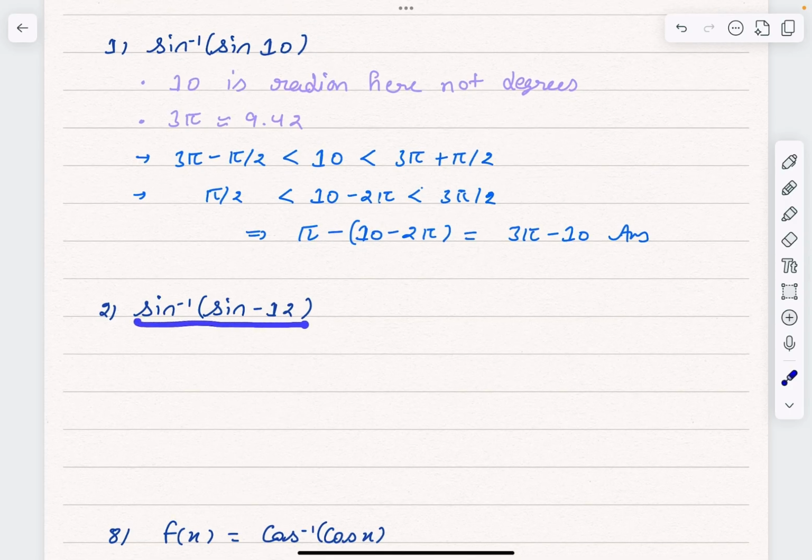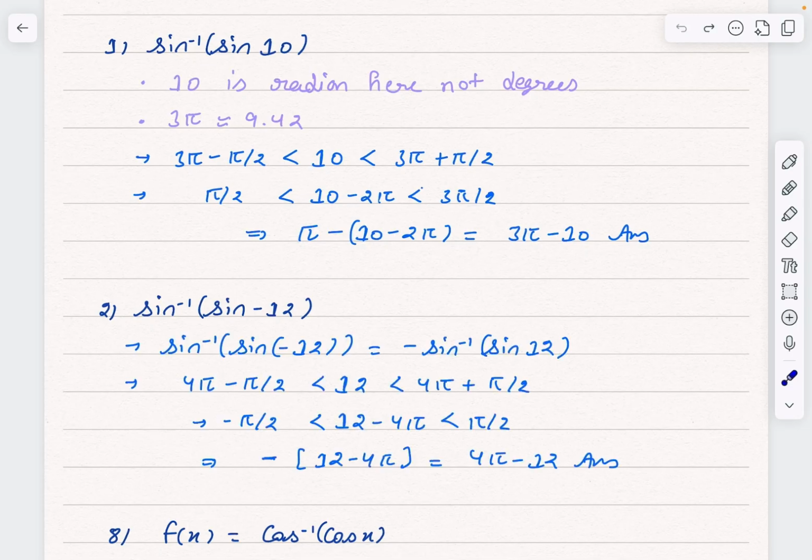Sine inverse of sine of minus 12. Pause the video, give it a try. Let's start this question. The final answer here is 4 pi minus 12. If you haven't got this, let us see. Sine inverse of sine of minus 12, negative outside, you get minus of sine inverse of sine 12.